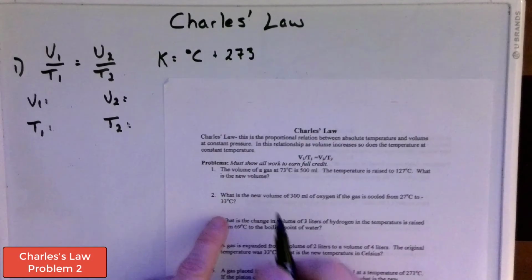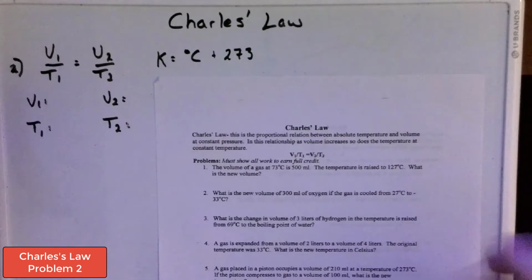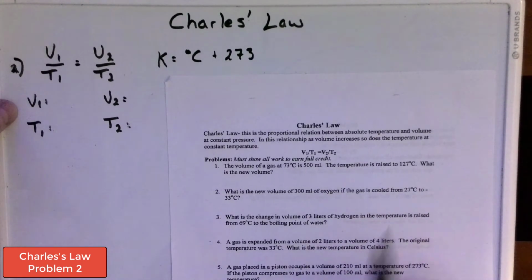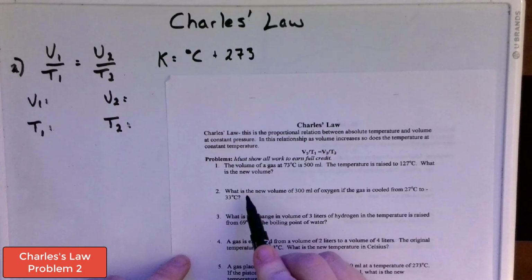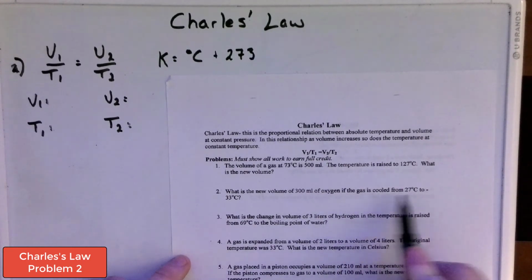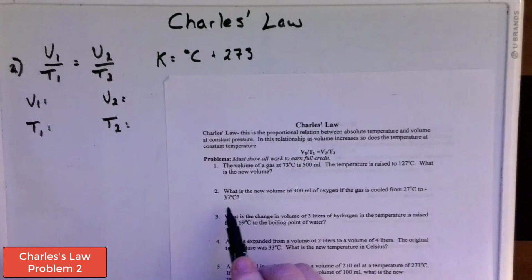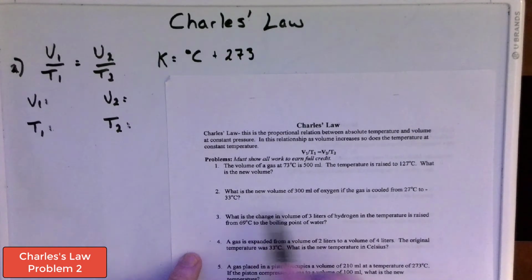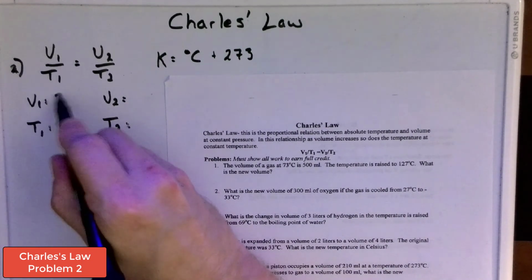In the second problem for Charles' law, let's take a look at number 2. I'm still going to use the same formula and the same setup for identifying variables. In problem number 2, we are asked what is the new volume of 300 milliliters of oxygen if the gas is cooled from 27 degrees to negative 33 degrees Celsius. Okay, so let's do a little bit of reading. We're looking for the initial volume. It looks like it starts at 300 milliliters.